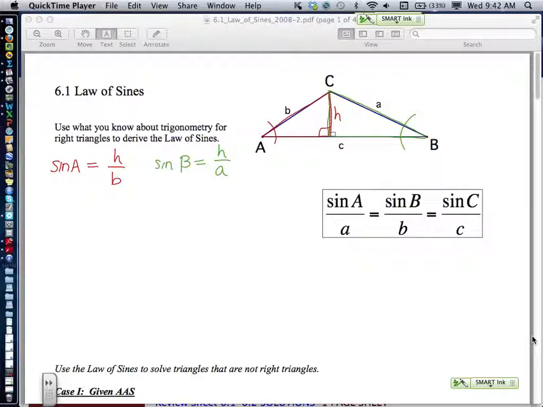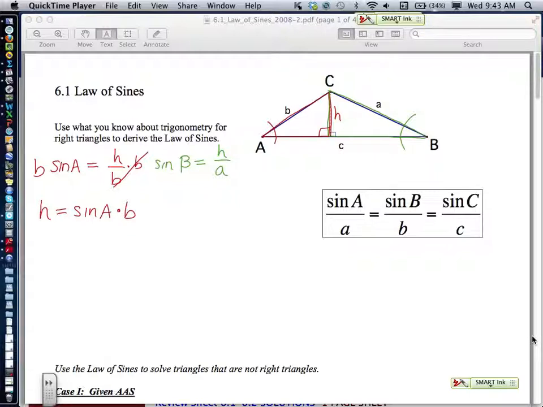All right, so now we have two equations involving sines and angles and the sides of the triangle, and they both have an H in them. So in this first equation here, I'm going to solve for H by just multiplying both sides of the equation by B. And then the B's drop out just on the right, and we get H equals sine A times B.